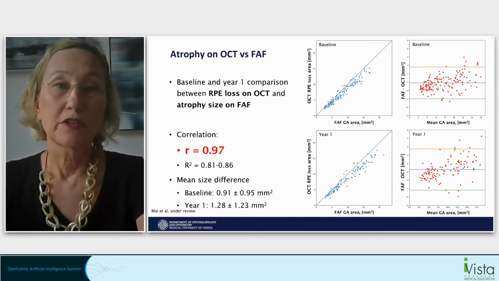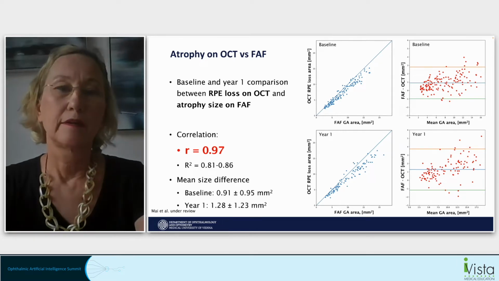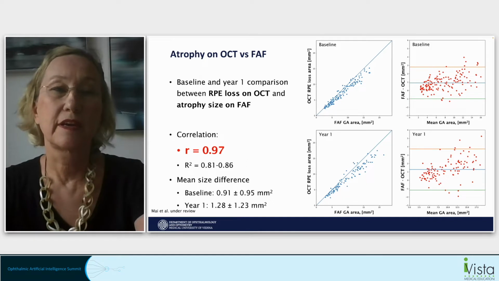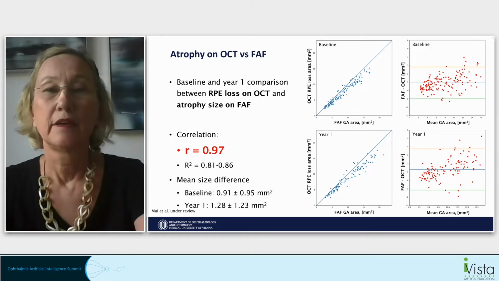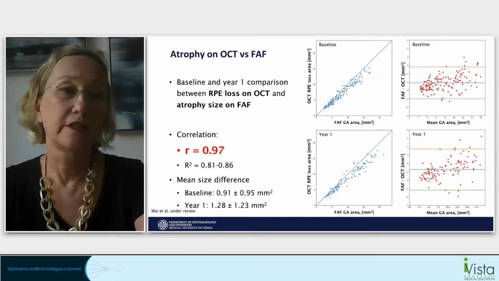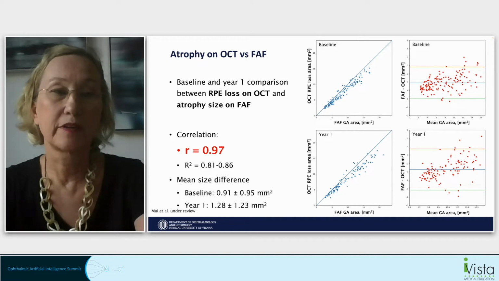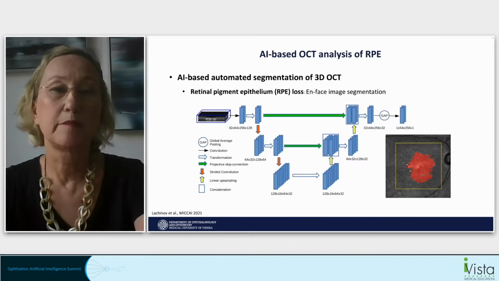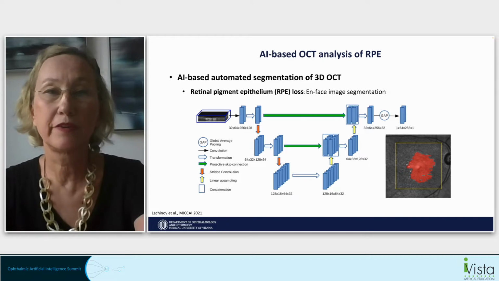We have also had to prove in the beginning that fundus autofluorescence, which demonstrates this dark area at the back of the eye, really corresponds to RPE loss on OCT. And by doing this, we reached an R of 0.97, showing an immediate correlation of the loss in the RPE layer in both imaging modalities. So we were confident enough to continue with OCT analysis.